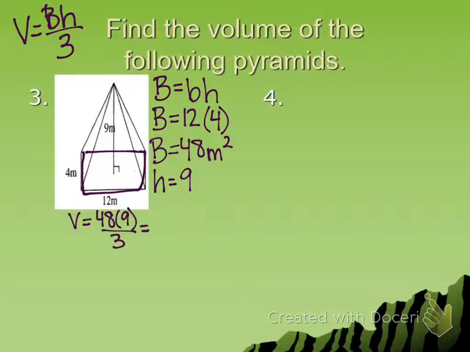Are we multiplying the top first? And then dividing by 3? Okay, so 432 divided by 3 gives me what? 144. Do we agree with 144? Mm-hmm. Our units would be? Meters cubed.